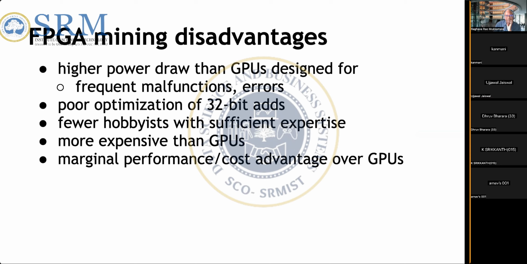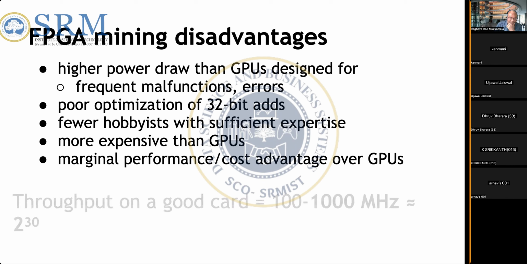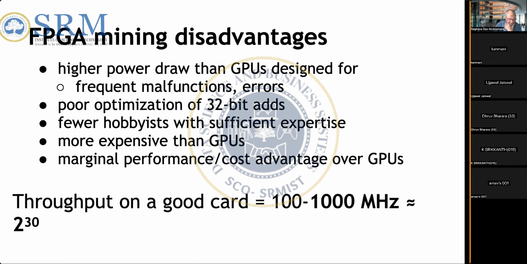But the disadvantages are they have a huge power draw, or you can say power consumption, poor optimization for 32-bit cards, and they are very expensive compared to GPUs. And the amount of performance gain you got is very marginal. Even with the FPGAs, now you can see we are at 2 to the power of 30.